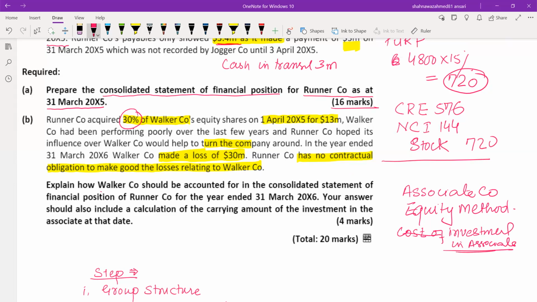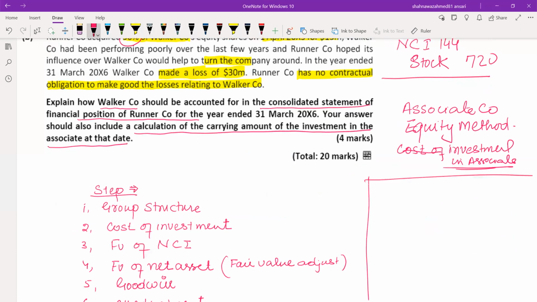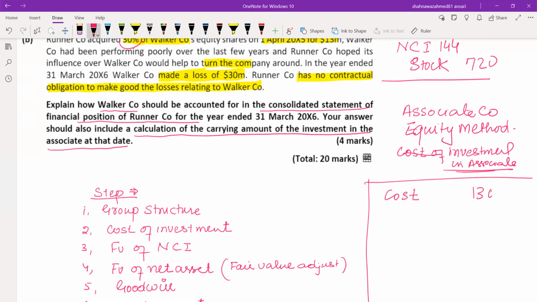Explain how Walker Co. should be accounted for in the consolidated financial position of Runner Co. Your answer should also include a calculation of the carrying amount of investment, which is investment in associate. So let's find out the investment in associate first. This is my original investment, 13 million. This is share in loss. So the loss is 30 million. My share is 30%, although I have no commitment, but the equity method of accounting says deduct the loss. Loss is deducted. So my investment left is 4,000.